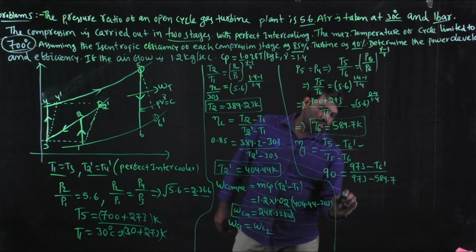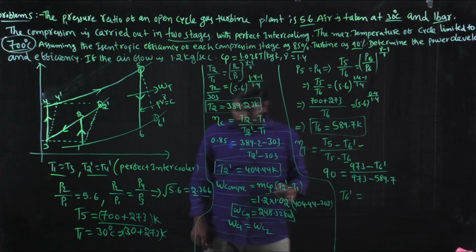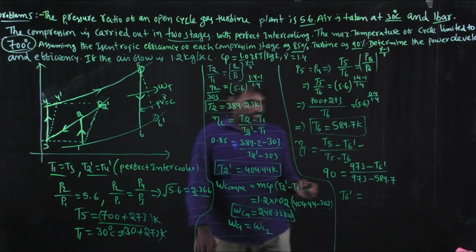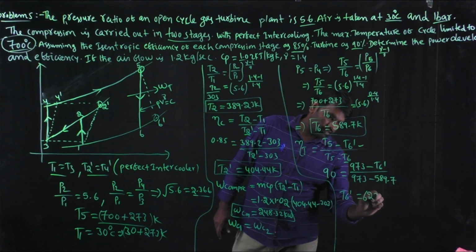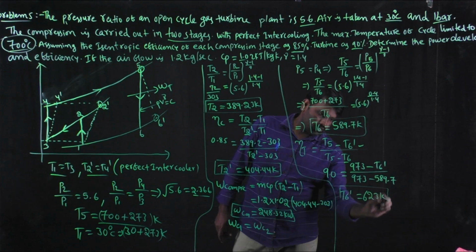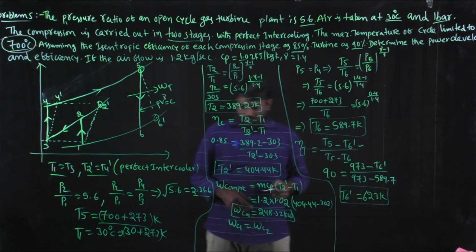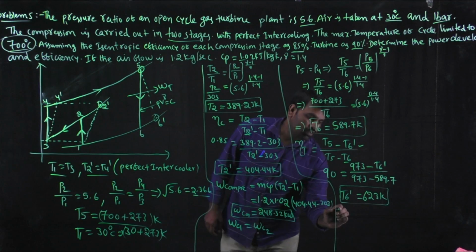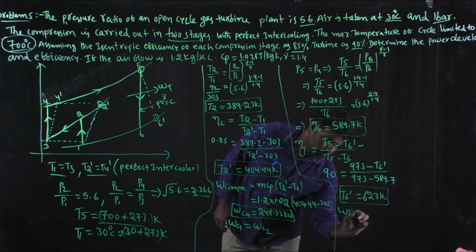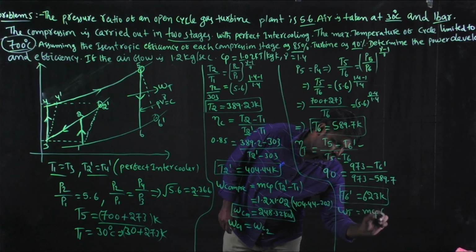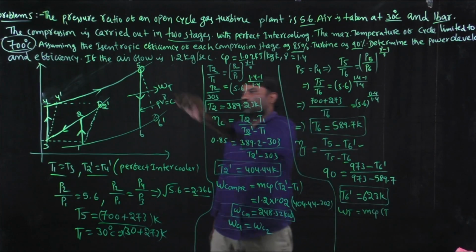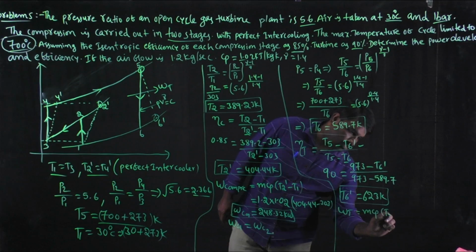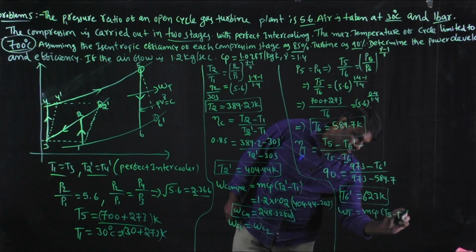589.7. Okay, from this T6 dash is equal to 623 Kelvin. After calculating the T6 dash, we can easily evaluate the turbine work. Okay, W turbine is equal to the mCp into T5 minus T6 dash.